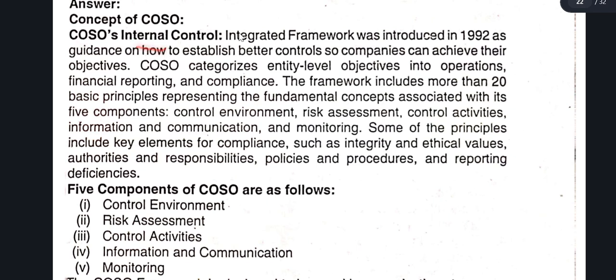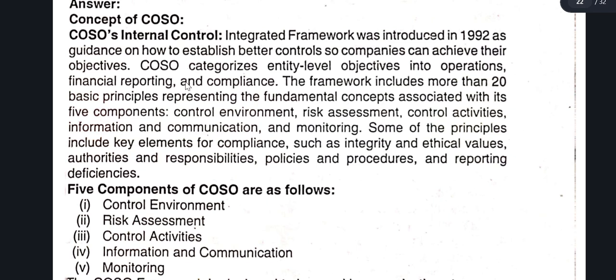COSO internal control, the integrated framework, was introduced in 1992 and was guidance on how to establish better control so companies can achieve their objectives. So for the company to achieve their objective, they want to have some control. That control was established in 1992. How to achieve that objective? What controls should be there?